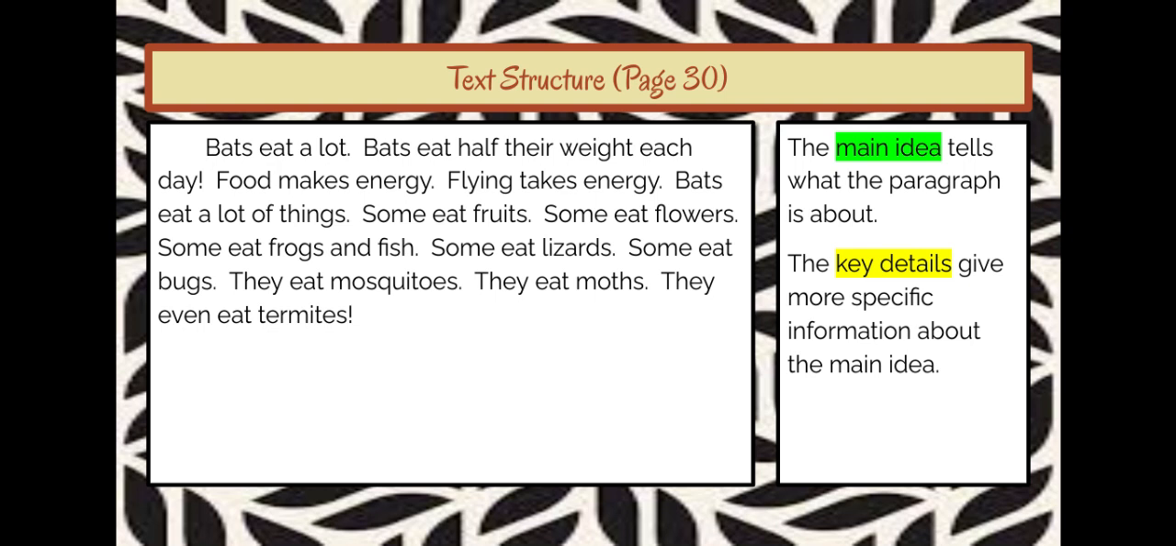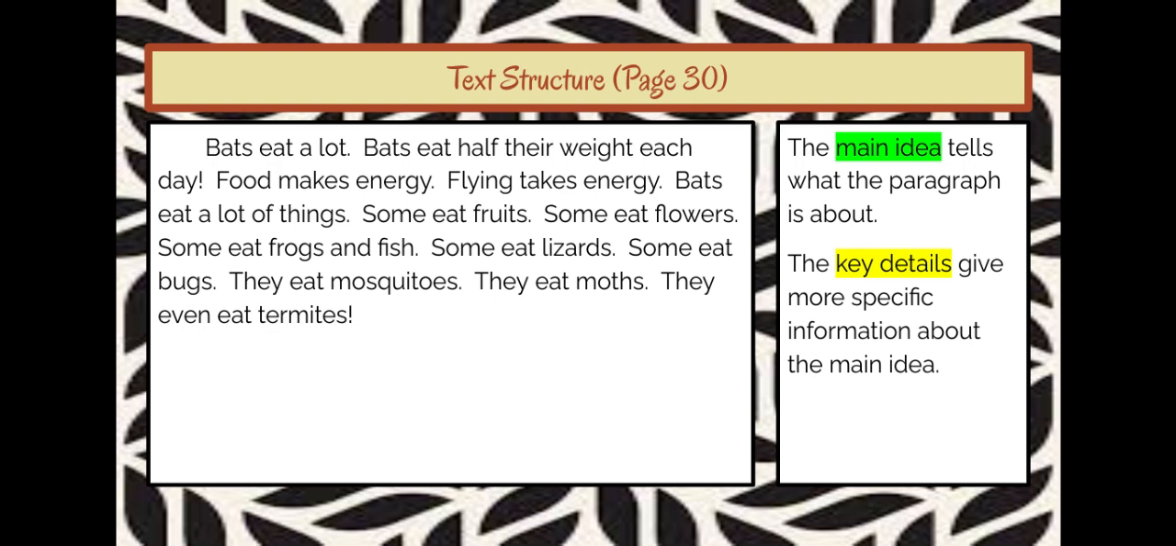Bats eat a lot. Bats eat half their weight each day. Food makes energy. Flying takes energy. Bats eat a lot of things. Some eat fruit. Some eat flowers. Some eat frogs and fish. Some eat lizards. Some eat bugs. They eat mosquitoes. They eat flies. They eat moths. They even eat termites.